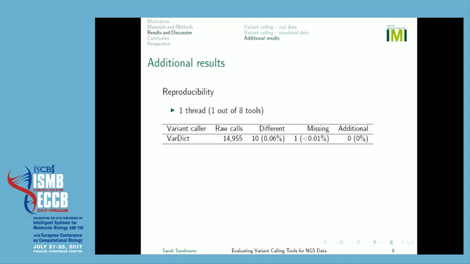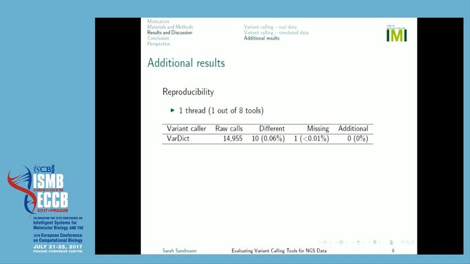It was unfortunately VarDict. You have really many raw calls, and considering the high number of raw calls it's only a minor deviation, but still you see differences. 8 calls were reported differently, so with different values of their characteristics, and we had 1 missing call. However, these 11 differences all concern indels, and we know from the VarDict algorithm that the indel calling process consists of a non-deterministic step, and we think that this might be the cause for the observed differences.